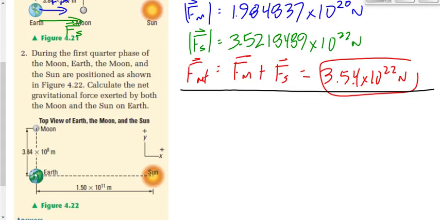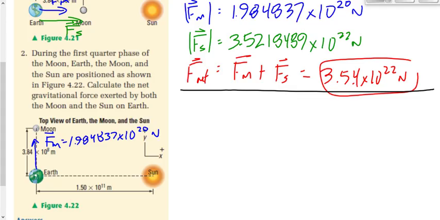We want to find the force of gravity on the Earth caused by the Moon and the Sun. Let's draw each of those forces. Here's my free body diagram. The force of the Moon, this way. We know its value, right? It's 1.984837 times 10 to the 20 newtons. There's no point in me calculating that value again. I already know it because the numbers are the same.